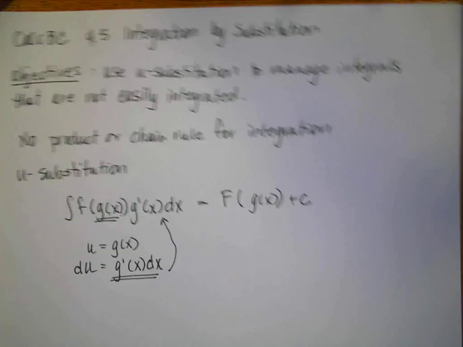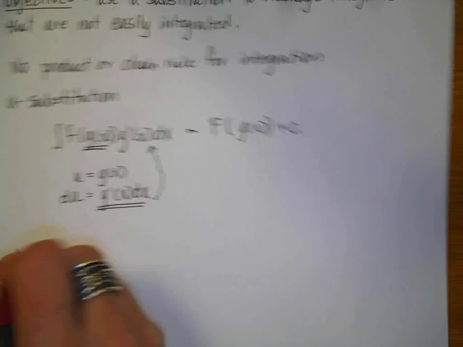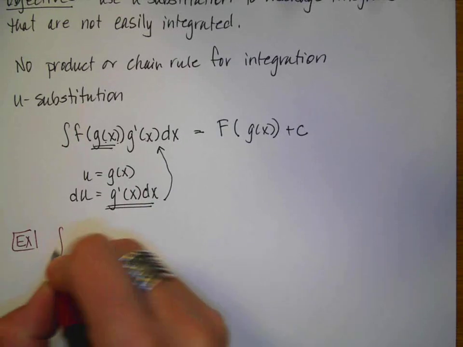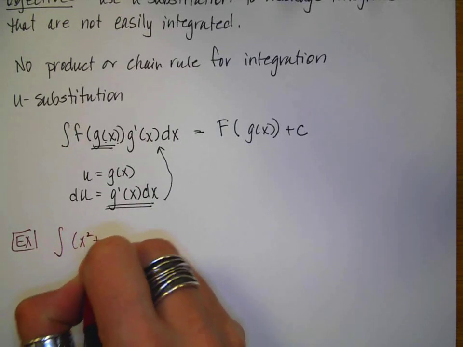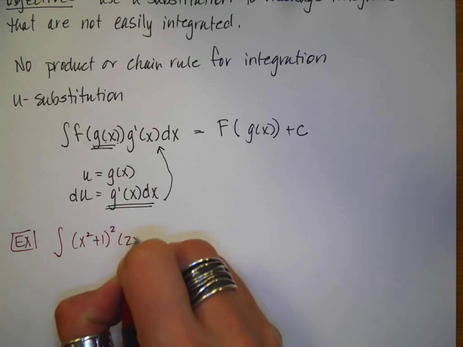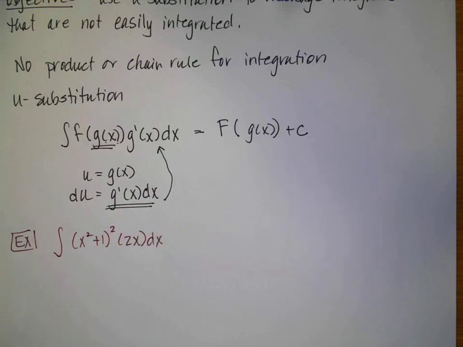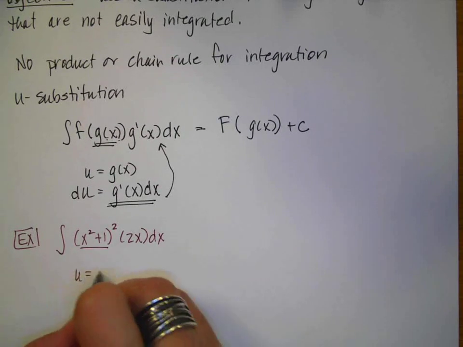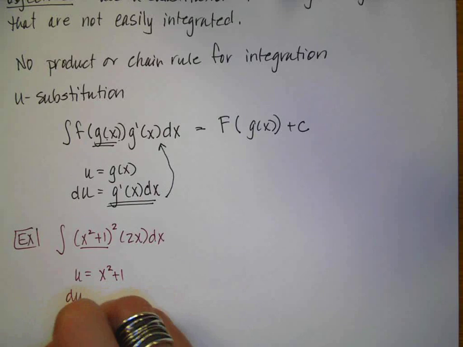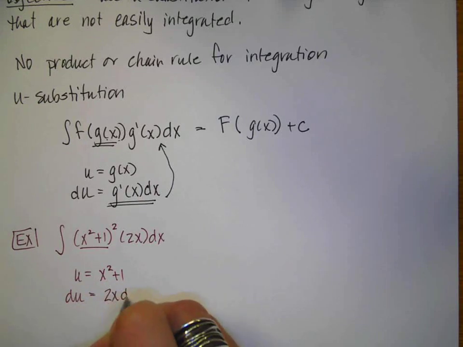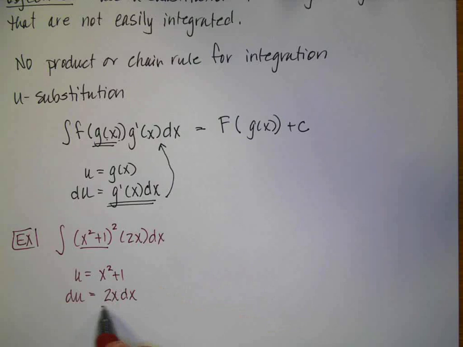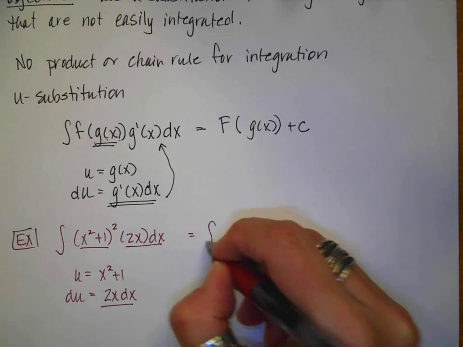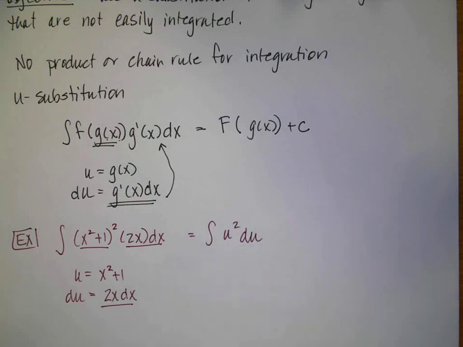So let's just do an example and start that way because I think that's the easiest way to talk about U substitution. So I'm going to have the integral of x squared plus 1 quantity squared times 2x dx. All right, so this is what I would consider the inside. So I'm going to let u equals x squared plus 1. So then du is going to equal 2x dx. So notice that 2x dx is the same as here. So then I can rewrite this integral as u squared du.